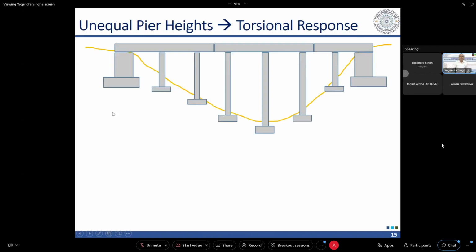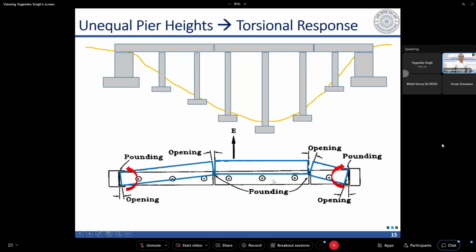Then when we have bridges with unequal pier heights, for example in the hilly regions, the pier height may be changing. When the pier height is changing, some of these piers are more flexible as compared to others. And when these are more flexible, the superstructure will also undergo rotation. Due to that, the mass participation at a particular pier will also change, because the mode shape will not be in the form of translation alone. The mode shape will have rotation.